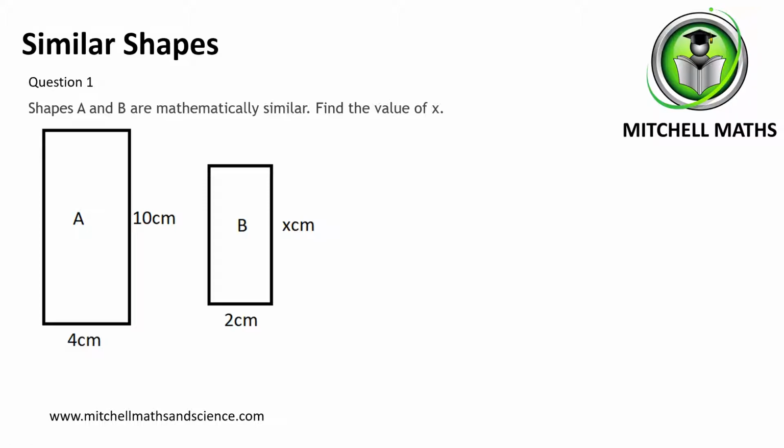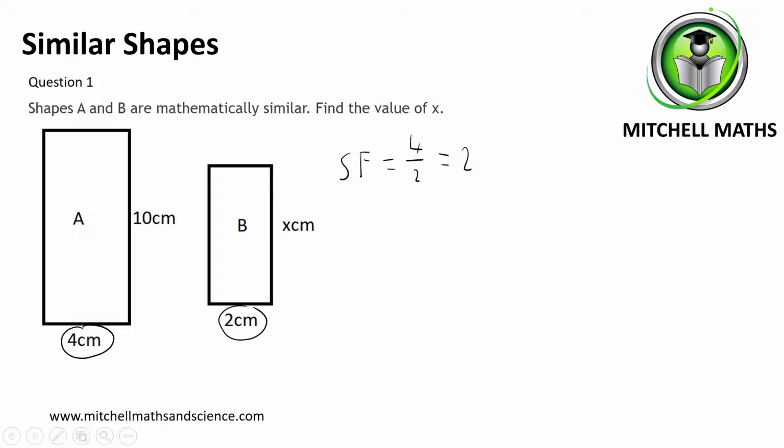So let's have a look at this shape. We've got 4 centimetres here and we've got 2 centimetres here. These two sides are proportional. Therefore, to find the scale factor, we can do 4 divided by 2, which gives us 2. And we want to find x on this shape, which will be proportional to 10.